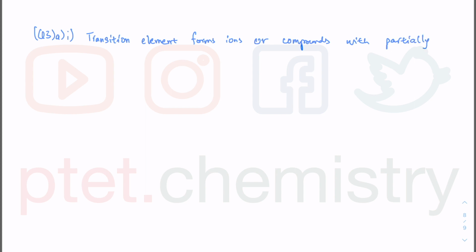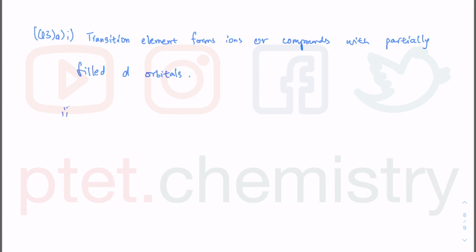Question 3 is also a transition element question. So define the term transition element. I think I talked about it earlier when we covered question 2. So a transition element forms ions or compounds with partially filled d orbitals. Okay, so you must have electrons in the d orbitals, but it must be partially filled. It cannot be zero. It cannot be fully filled.